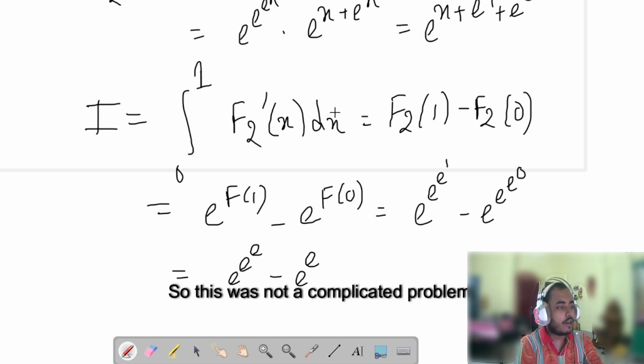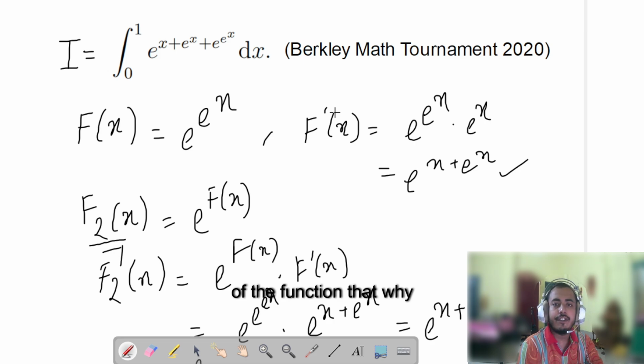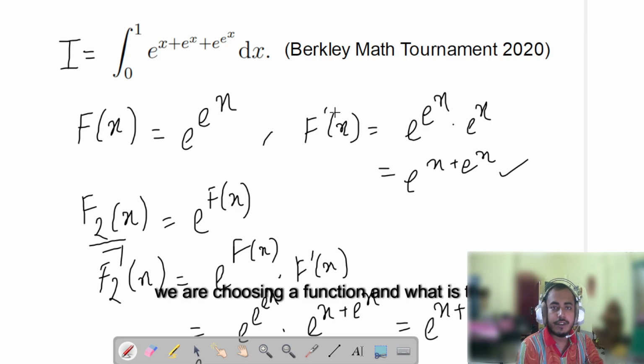So this was not a complicated problem. The only thing is you have to understand the guess of the function, why we are choosing a function and what the motivation is behind choosing that function.